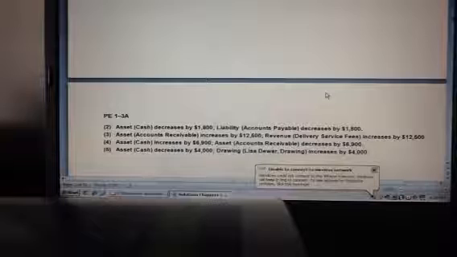When you pay cash, cash goes down by $4,000, and when the owner withdraws cash from the business, that is called Lisa Dewar, the owner's name, drawing. And so that account's going to go up by $4,000.